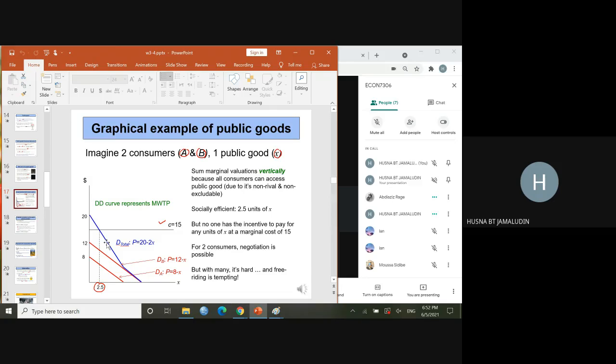Tell me. Yeah, can you repeat? Can I repeat my question? Of course, I can. My question was why the demand curve is actually downward sloping, for the public good.